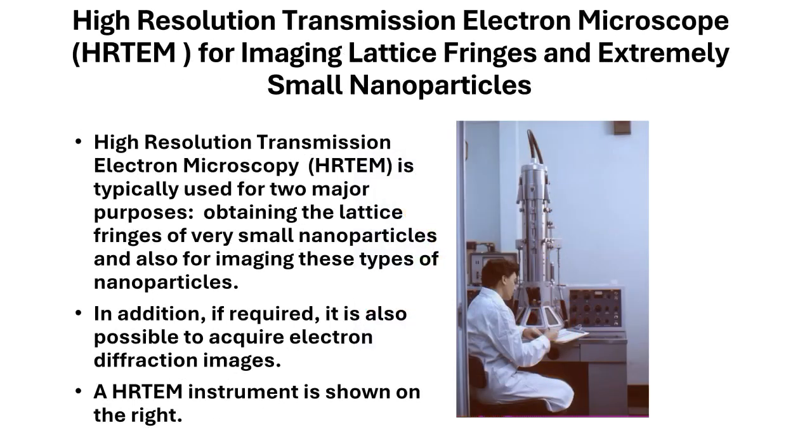High-resolution transmission electron microscopy, HRTEM, is used to image lattice fringes which reflect the periodic arrangement of atoms, and also to image very tiny nanoparticles that cannot be seen on a standard TEM. It can also be used to obtain electron diffraction patterns. The image on the right shows an example of a HRTEM.